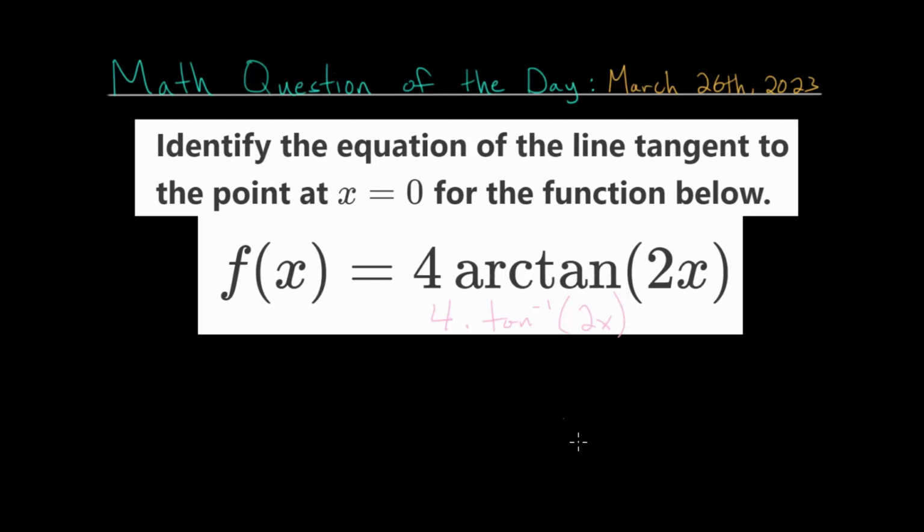To answer a question like this, to find the line tangent, we will need to take the derivative of this function, because the derivative will tell us the rate of change, the slope of the line that's tangent to some specific point, some specific x value. And from there, we can figure out the equation of the line. So we need to take the derivative of this function.